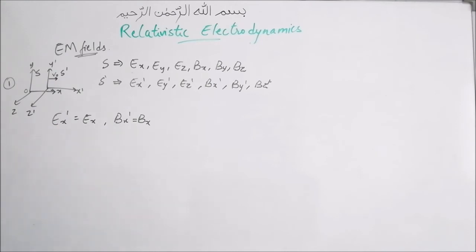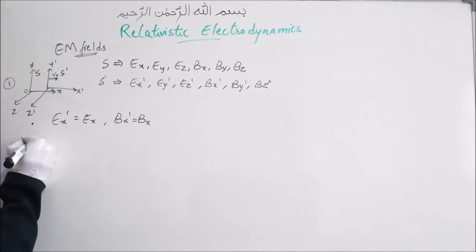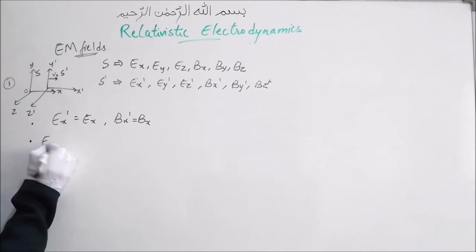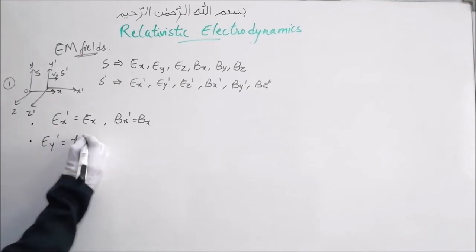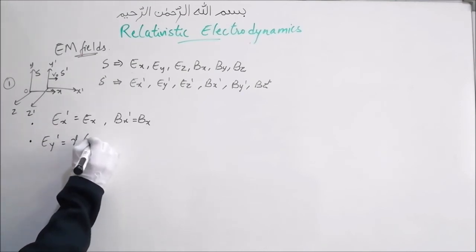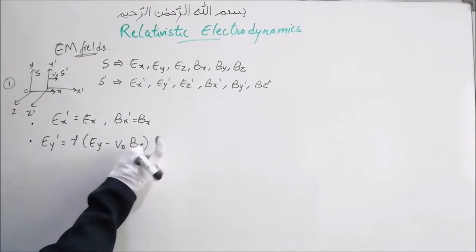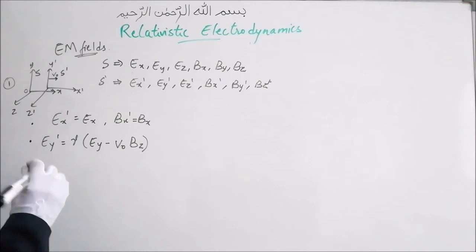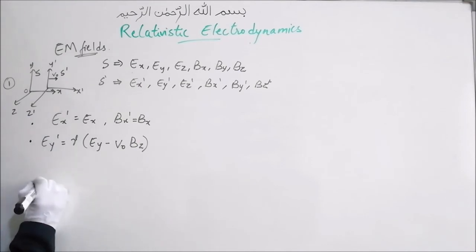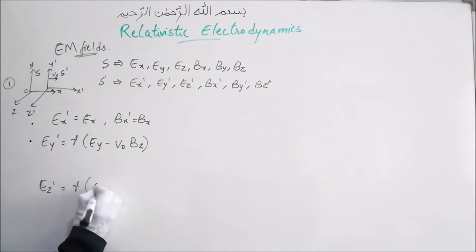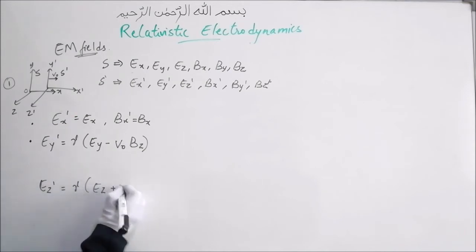But the perpendicular components change. How do they change? If we find Ey dash, the formula will be gamma times (Ey minus V naught Bz). X is finished; we will have only Y and Z now. And Ez dash will be equal to gamma times (Ez plus V naught By).